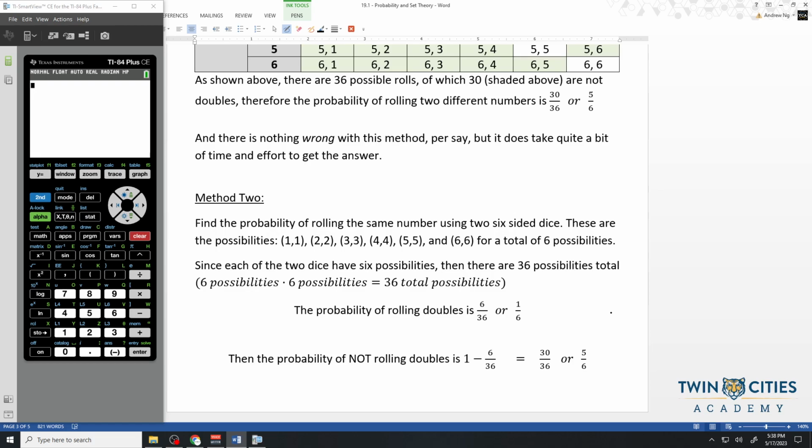Hope this helps out. The next section, we're going to be talking about permutations, and then after that, some combinations, and more to come later.